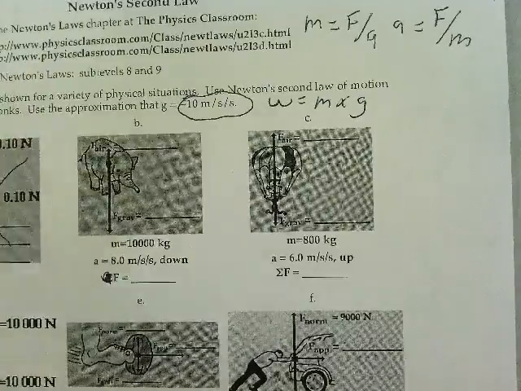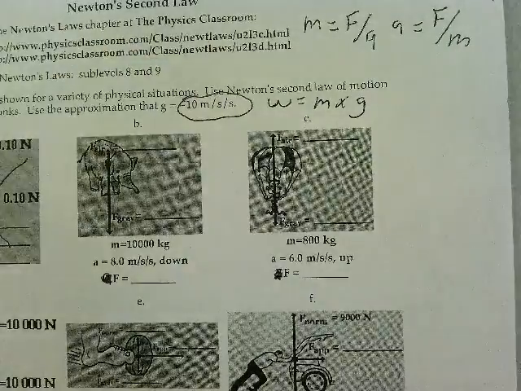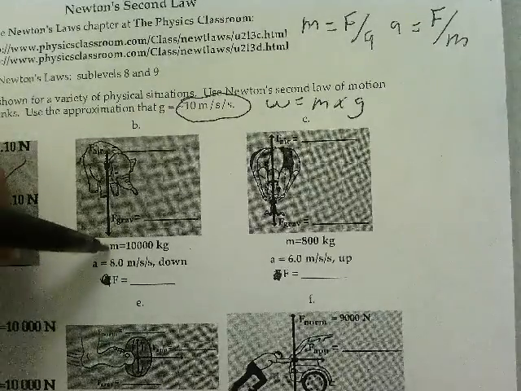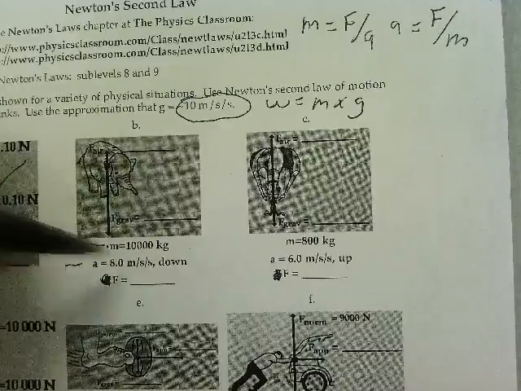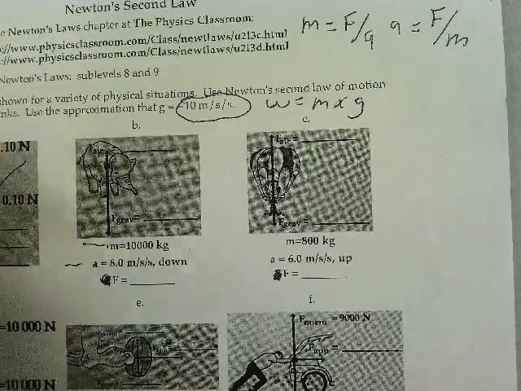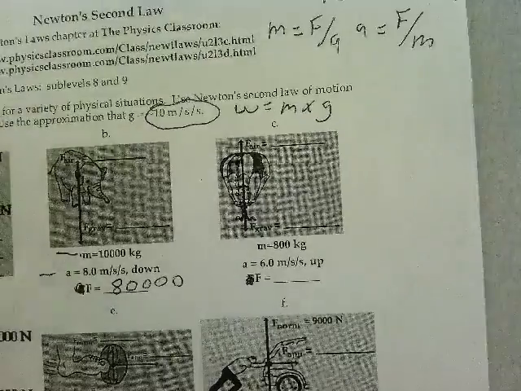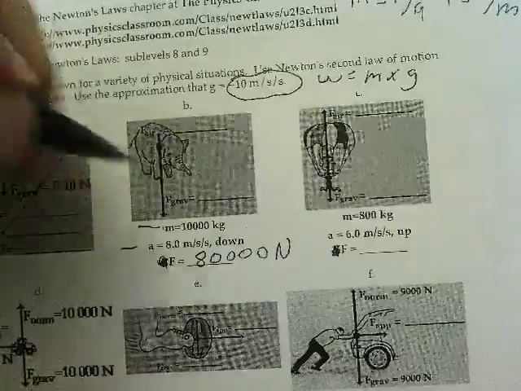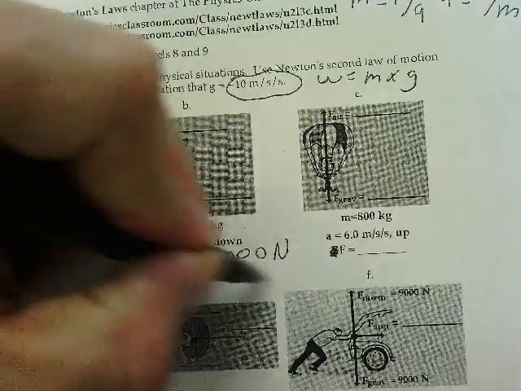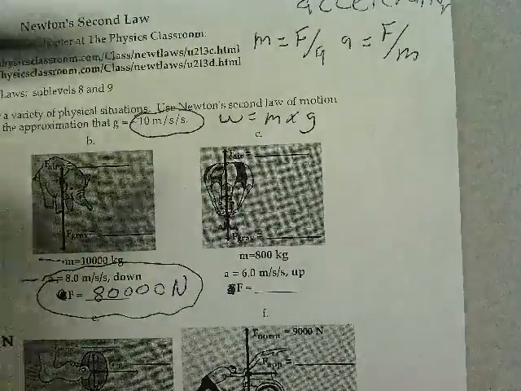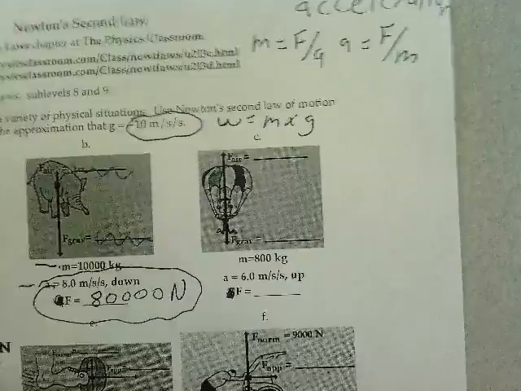Force, just ignore the Greek symbol right now. All right, so force equals mass times acceleration. So we have mass, we have acceleration, we just multiply them. So 10,000 times 8 is 80,000 newtons. Because remember, that is the answer for that one. We're not worried about filling these in quite yet.